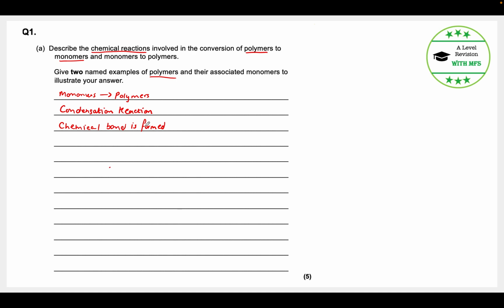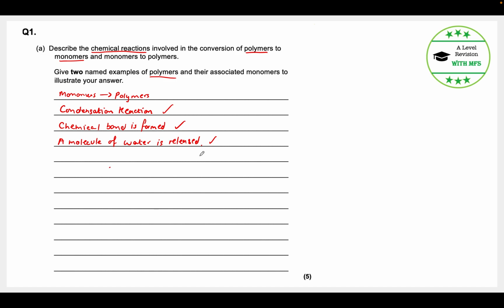And what else is released in the process? Well, as our products, we also release a molecule of water. So a molecule of water is released. And to get 1 mark in this question, you will need condensation reaction and a chemical bond is formed and a molecule of water is released. Okay, and that's when we're going from monomers to polymers.